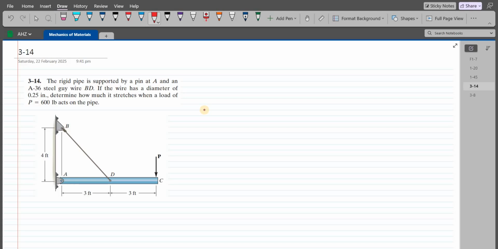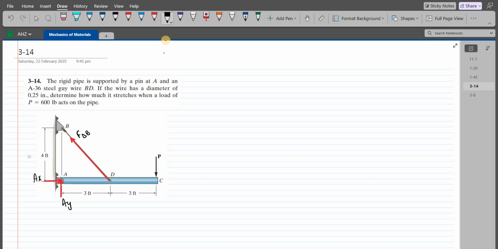Now to solve this problem, first of all we have to draw the free body diagram. Point A is pin connected, so we have a vertical support reaction and a horizontal support reaction. We have a tensile force due to this wire BD. Let's label them. So this right here is AX. This is AY. Let's call this FDB.